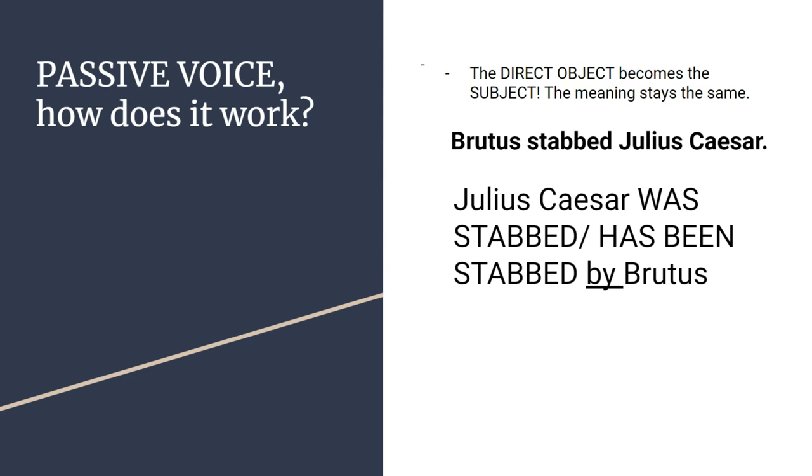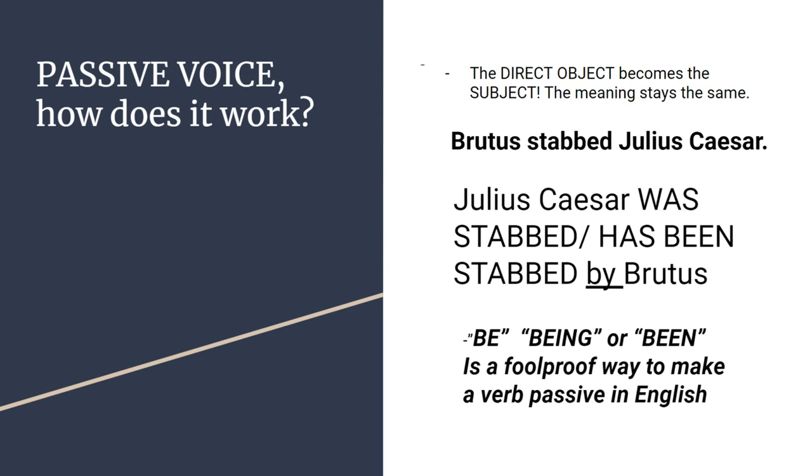That's also totally fine. And in fact, you're going to see me telling you a lot of times that be, being, or been is a foolproof way to make a verb passive in English. So if you ever get stuck, I'm going to start saying be, being, or been when you try to make something passive. Don't forget, you take your direct object and make it your new subject. It's really pretty straightforward, okay?